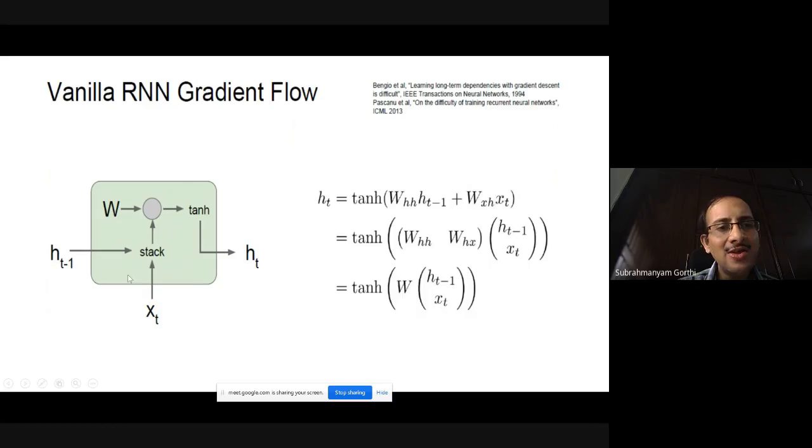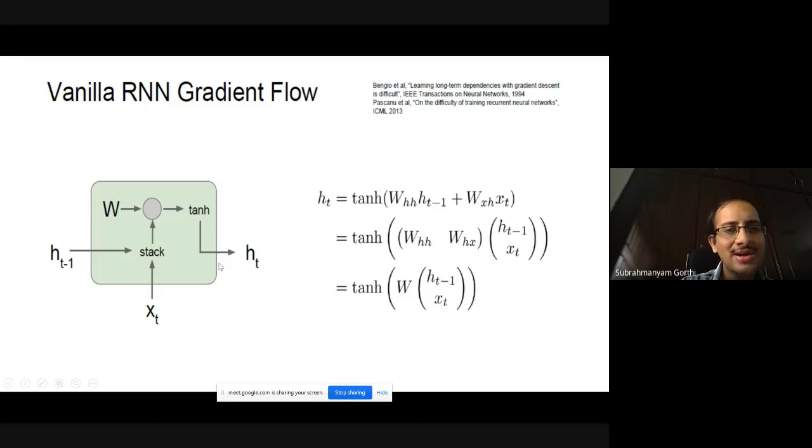If I just pictorially want to depict, I can depict it like this. So input xt and ht-1 are stacked and a weight matrix is associated. This weight matrix consists of both weights, WHH and WHX, and it is multiplied and, with some activation, gives the output ht. You can see this flow here, right?